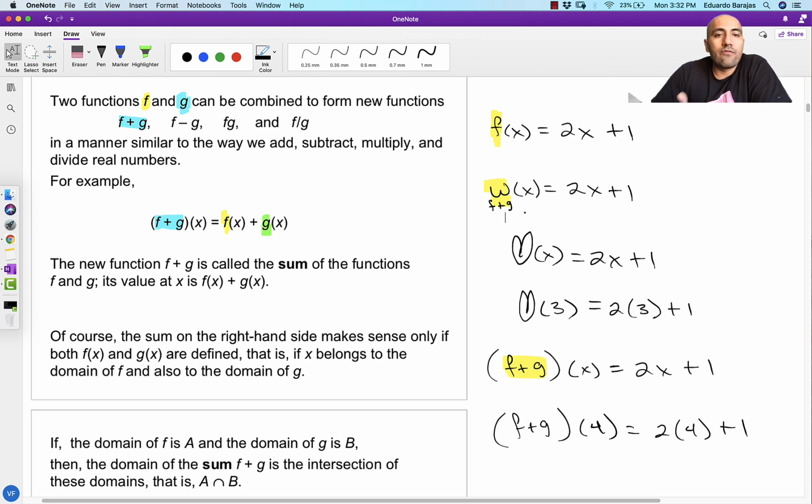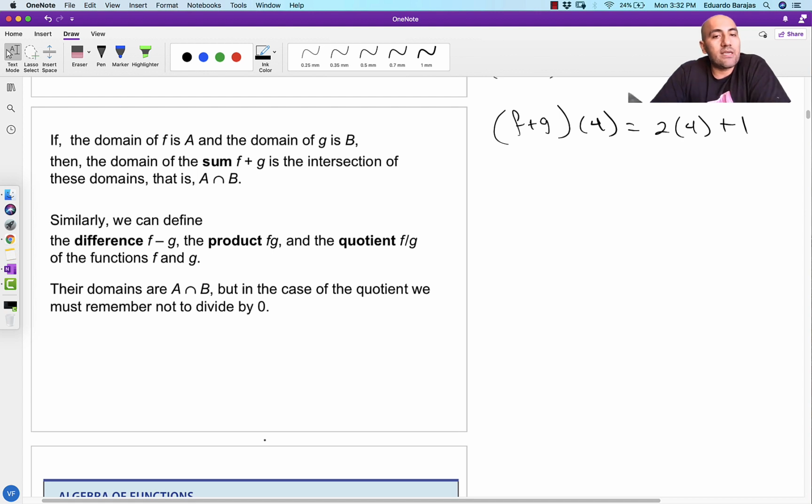So the new function, f plus g, can only be defined for values where f of x is defined and also g of x is defined, both. If there is an input value that makes this undefined, then that value cannot be part of this new function. Good. So if the domain of f is capital A and the domain of g is capital B, then the domain of the sum function f plus g is the intersection of these domains, that is A intersect B. So all the values common to both domains make up the domain of this new function, which is the sum of the function f plus g.